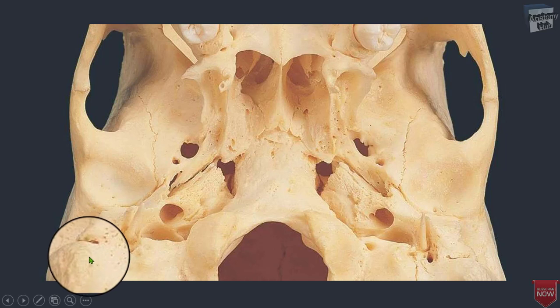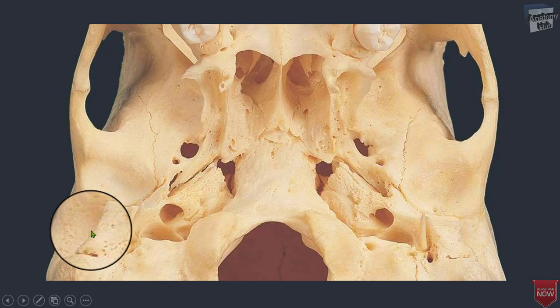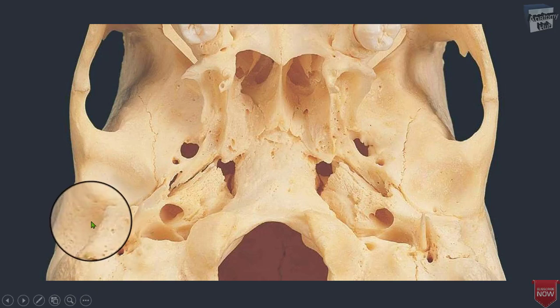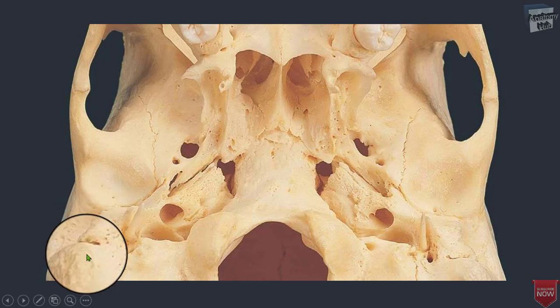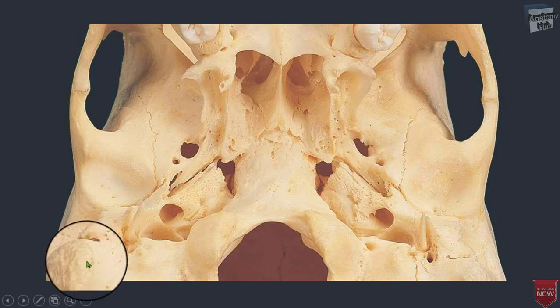Then here you'll find the mastoid process. The mastoid process of the temporal bone lies immediately behind the external auditory meatus, that you can see here beside the tympanic plate, and just behind that you'll find the mastoid process at the lateral margin of the norma basalis.